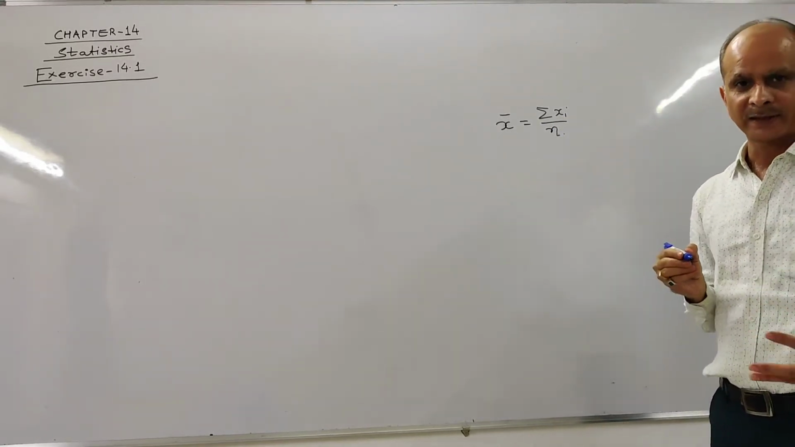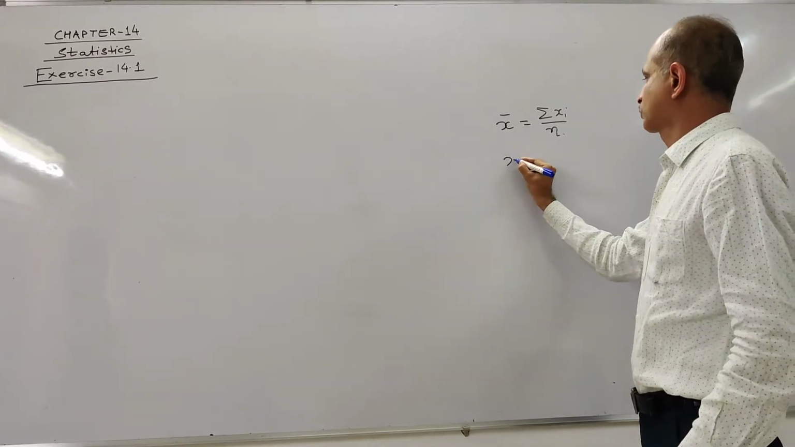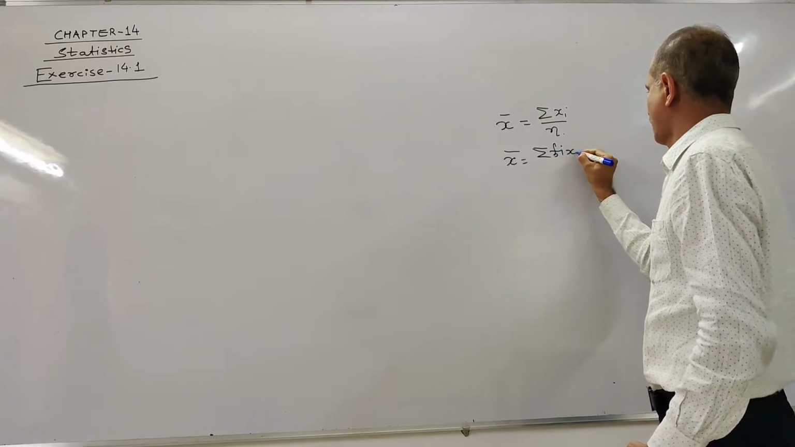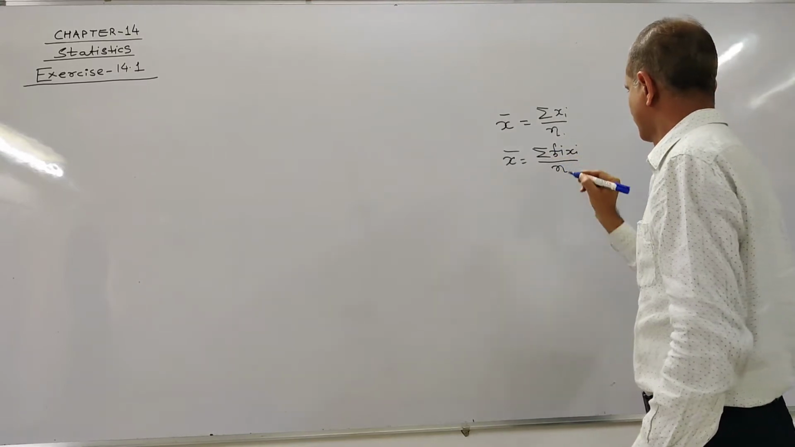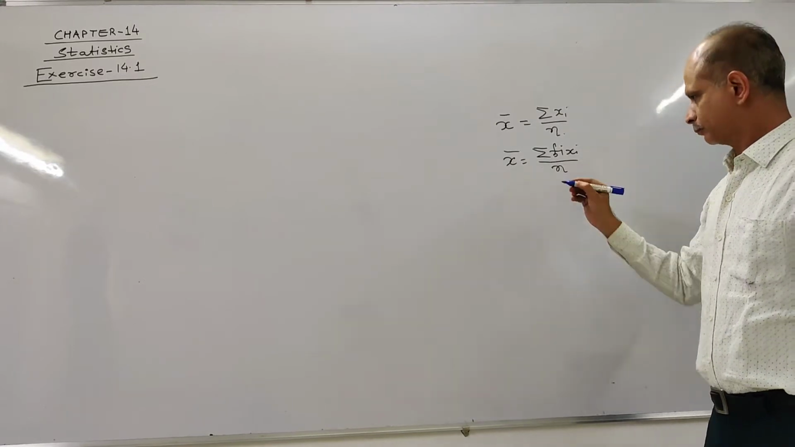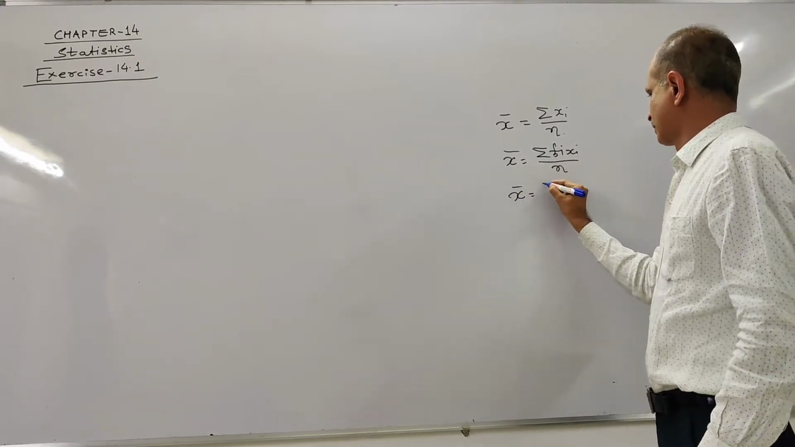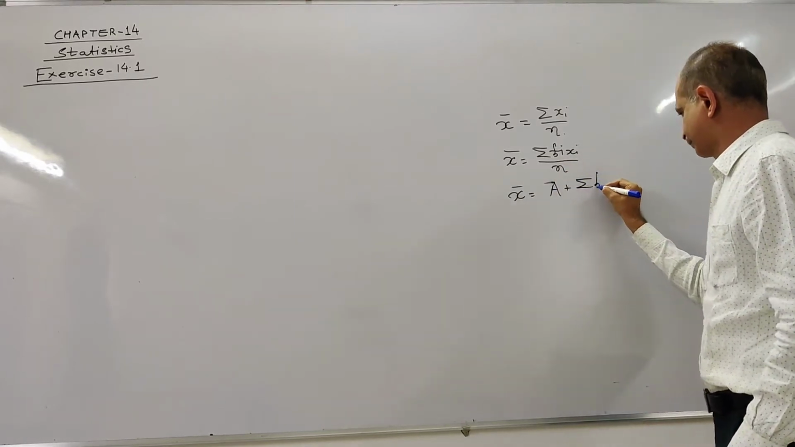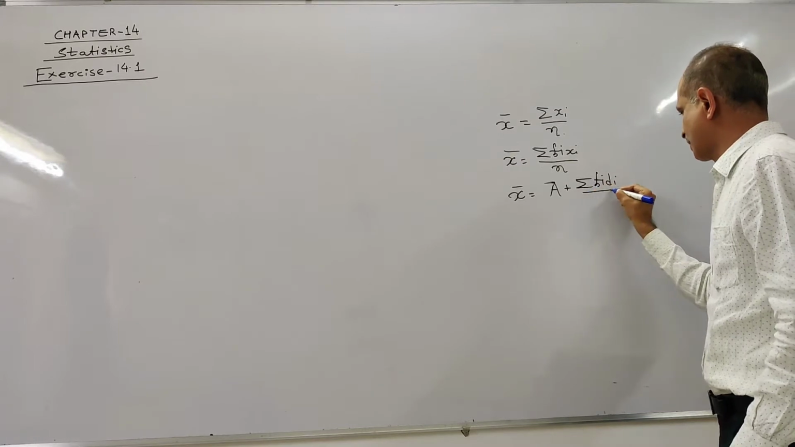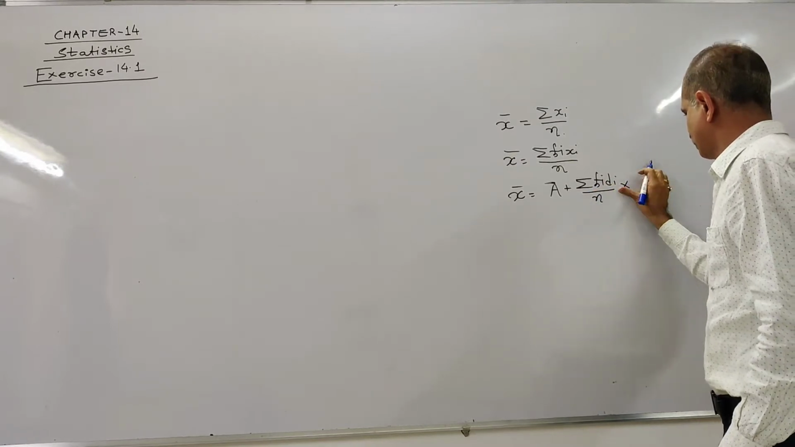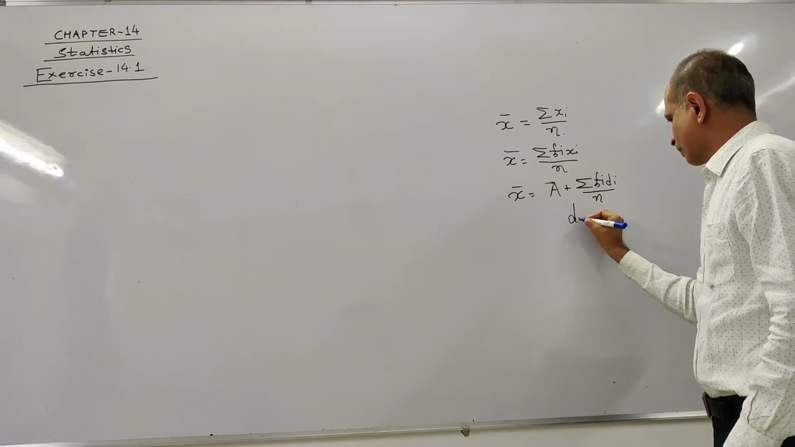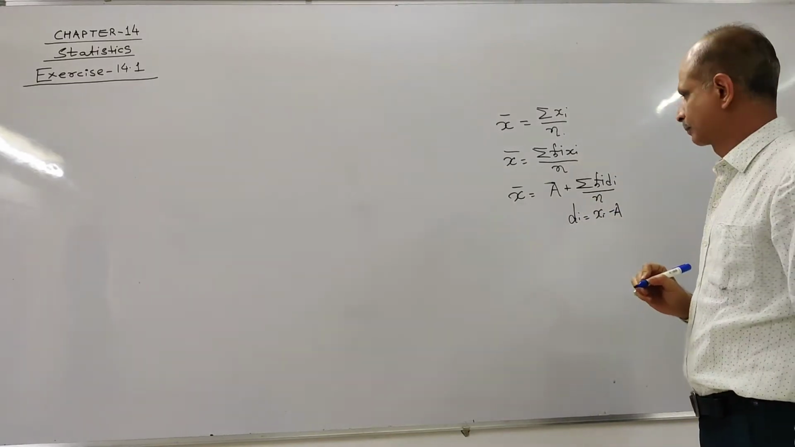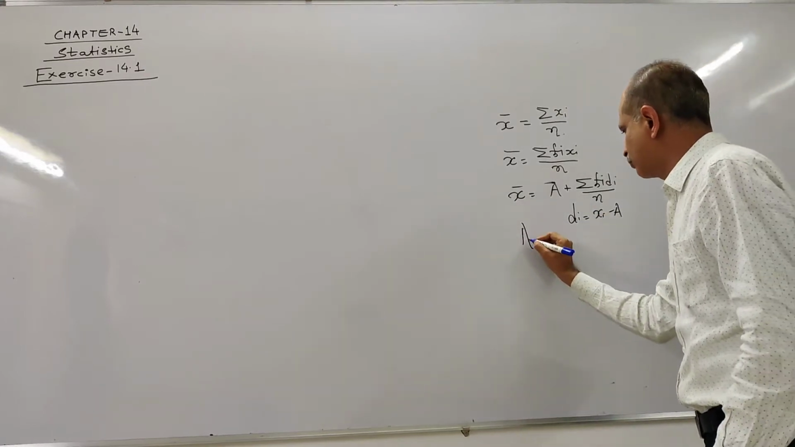For grouped data, there are three main methods. The first one, x bar is equal to sigma fi xi upon n. The another method, x bar is equal to a plus sigma fi di upon n, where di is equal to xi minus a. This is known as assumed mean method.